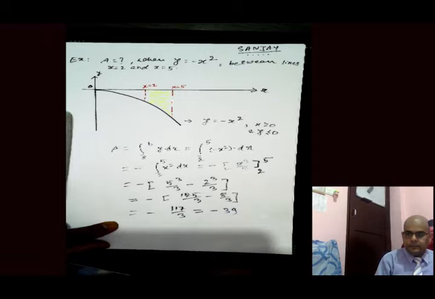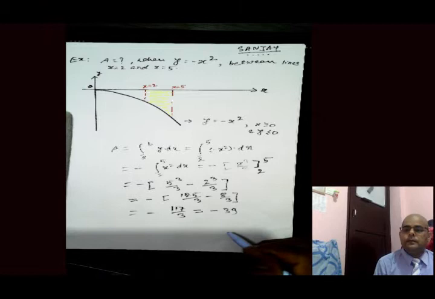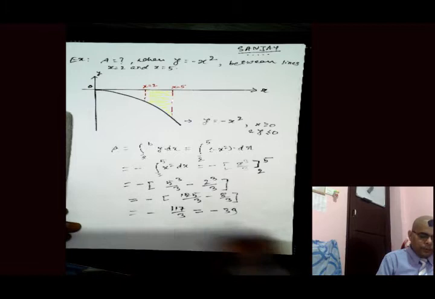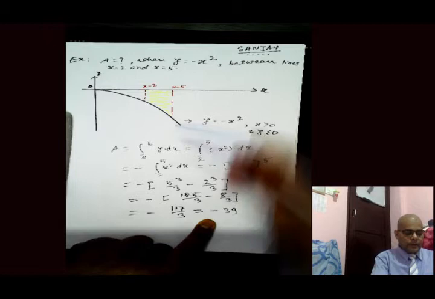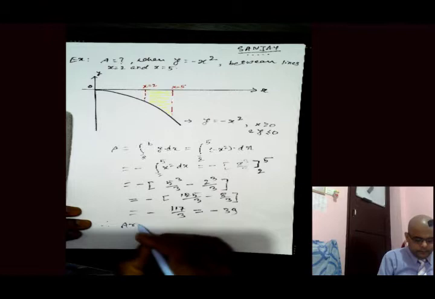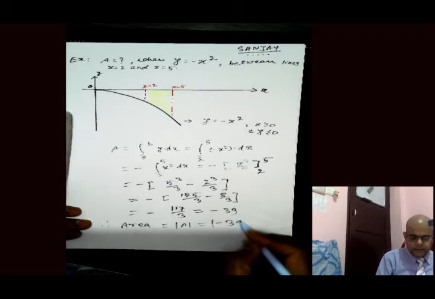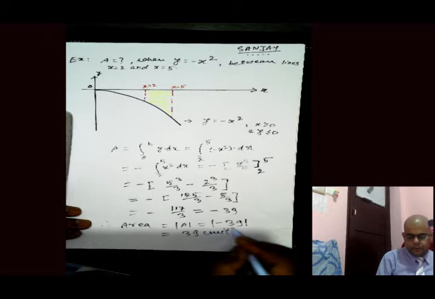Alright? But note that area cannot be negative. Okay? So area is always taken as positive mathematically. So therefore, what you have to do when you get the value of area that happens usually below the x-axis, you have to take the absolute value of the area that you obtain through the integration method. So the area in this case is the absolute value of A, that is the absolute value of 39. So area is, in fact, 39 square units.